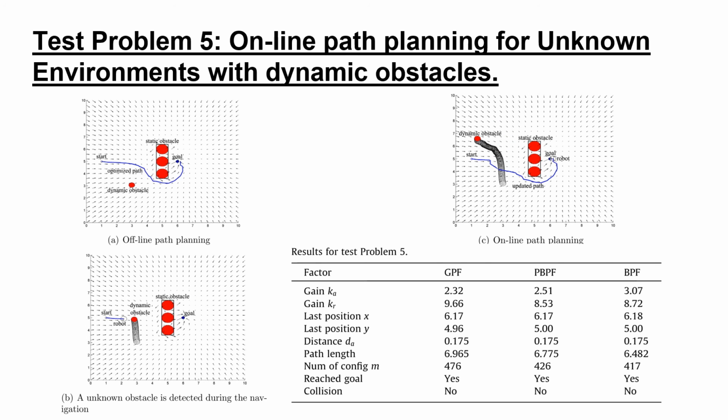Test problem 5, which is online path planning for unknown environments with dynamic obstacles. The interaction with the real world requires the ability to respond and take decisions over the changes in the environment. This test problem is a bit different from the previous one, where the random obstacle remained static once it appeared in the environment. Here, the optimal path was planned.